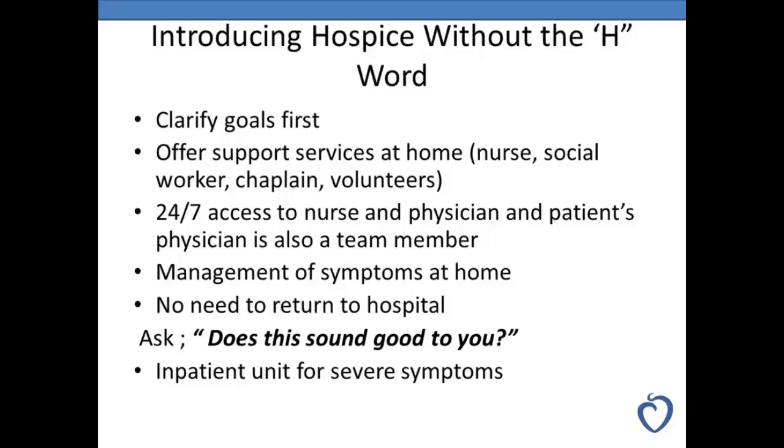So if I'm talking to a patient in a hospital, first I clarify his goals, to see that goals now are shifting from aggressive treatments to keeping the patient comfortable. And then I say, well, for these goals, how about if we offer you support services at home? So the nurse comes to your home, a social worker comes, a chaplain volunteers, and we can manage your symptoms at home. We can change the medications. There's 24/7 access to nurse and physician. And the patient's physician can also be part of the team. And you don't really have to rush back to the hospital all the time to manage any changes in medication or symptoms. So all this can be managed at home.